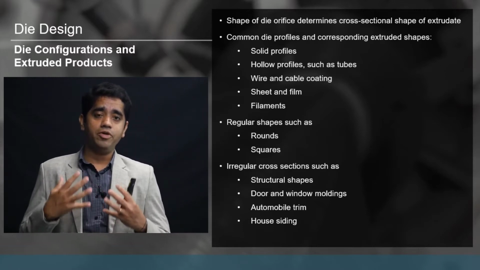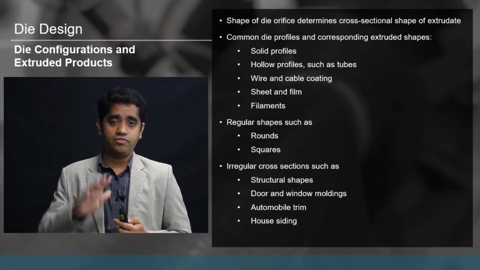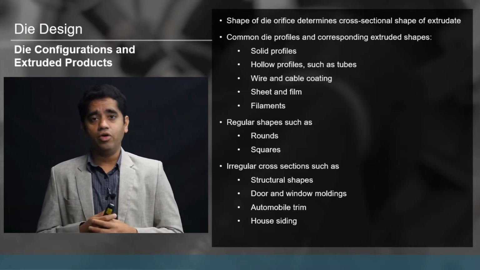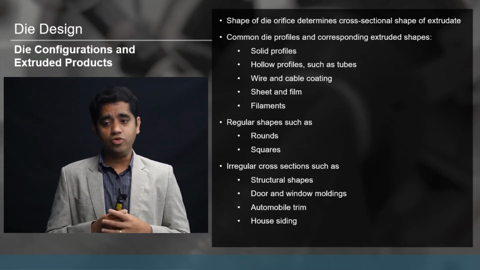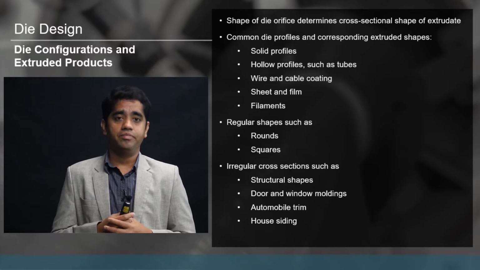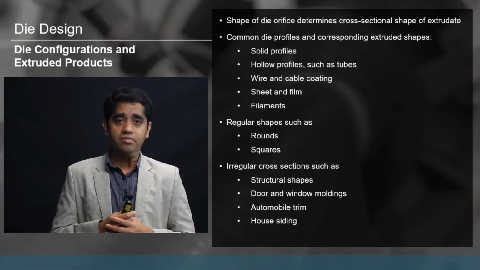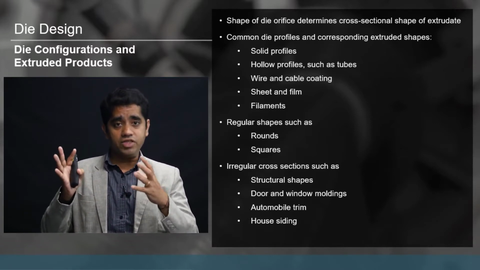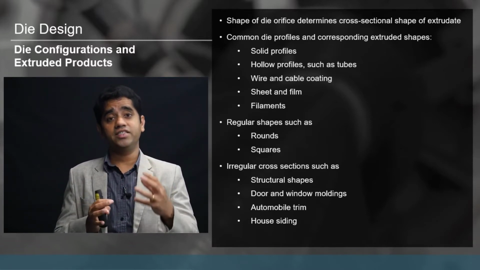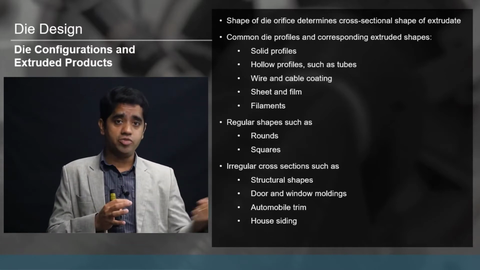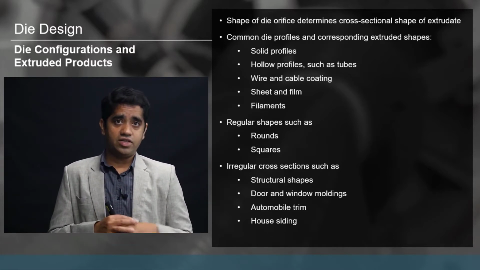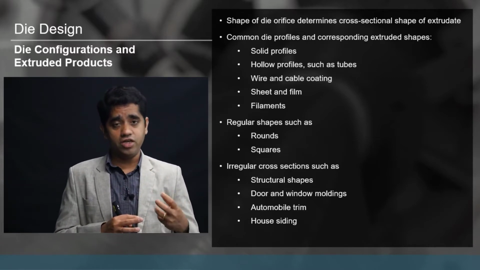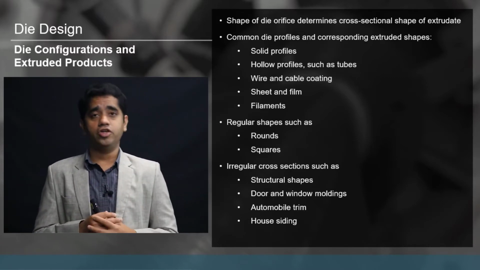Let's take a deeper look into the die design that we have so far peripherally touched upon. As we talked about, the die is a very interesting and most important component of an extrusion system outside the barrel, because the barrel is the one which makes the entire polymer melt, but the die is the one which shapes it, which the consumer experiences. So the shape of the die orifice determines the cross-sectional shape of the extrudate, based on the geometry that you're looking for.